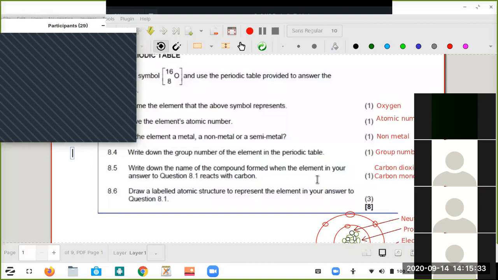Then 8.6. This is where there were most of the challenges, especially on the question that I once posted on Google Classroom, where it says draw and label. So draw a labeled atomic structure to represent the element in your answer to question 8.1. So please, whenever you are asked to draw an atomic structure, always remember that we are to draw the diagram by using what we call Bohr's diagram, right? We have to make use of Bohr's diagram.